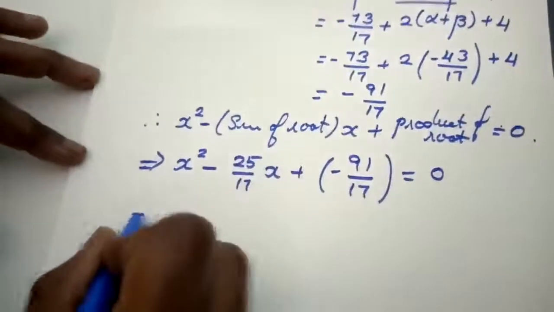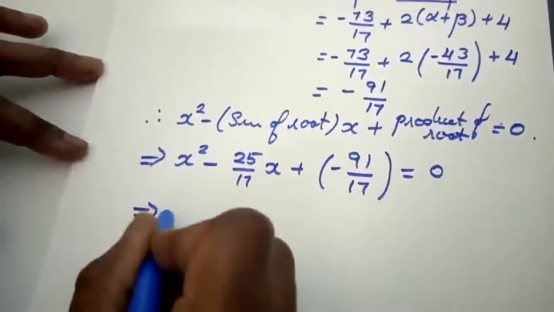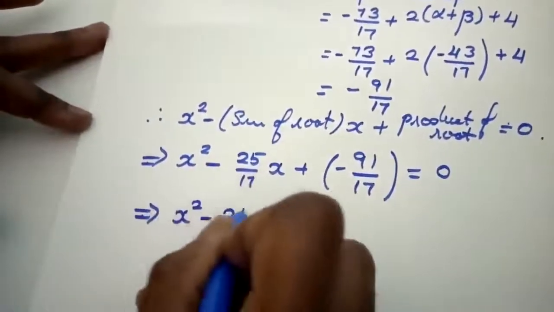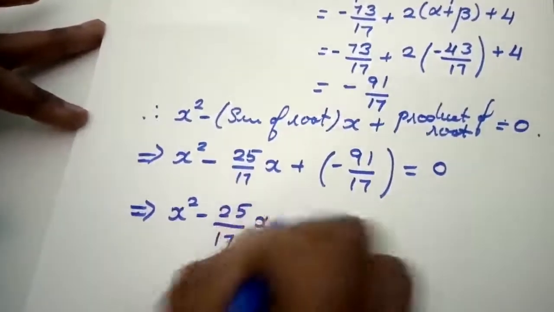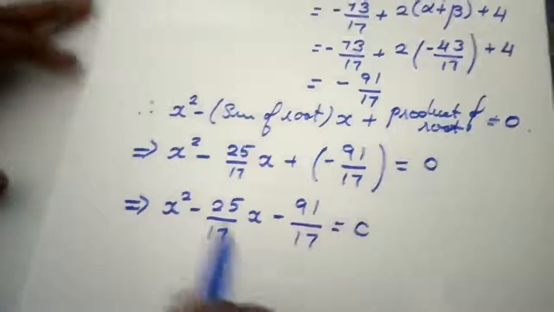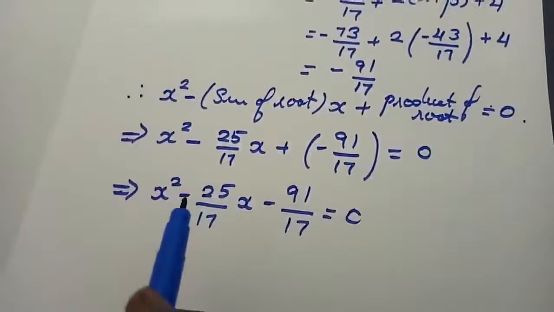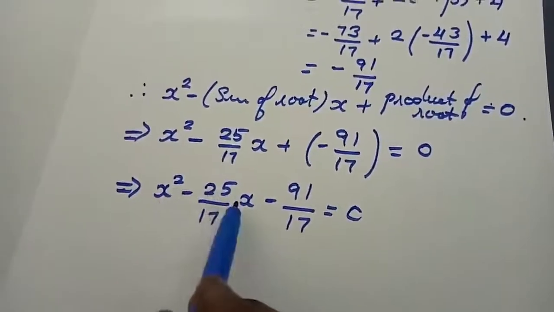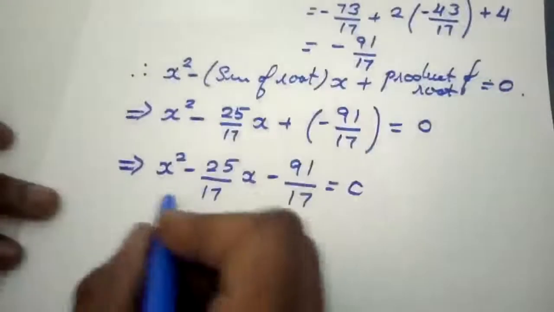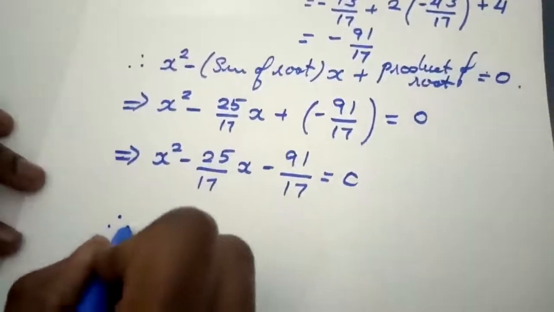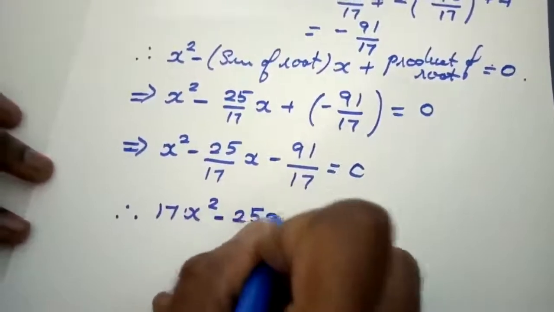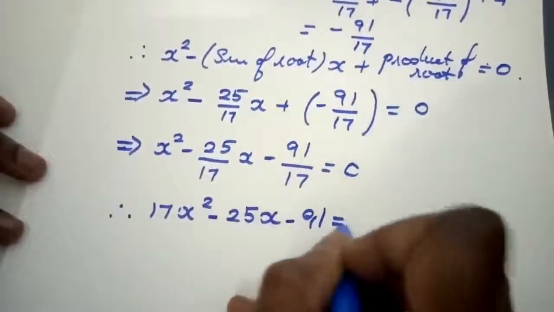That implies, if you want to simplify, you can simplify the value. That is x square minus 25 by 17 x plus minus 91 by 17 equal to 0. I am getting it in the form of a quadratic equation, that is x square, x, constant, equal to 0. Finally, if you cross multiply the terms, the final value will be like this: 17x square minus 25x minus 91 equal to 0.